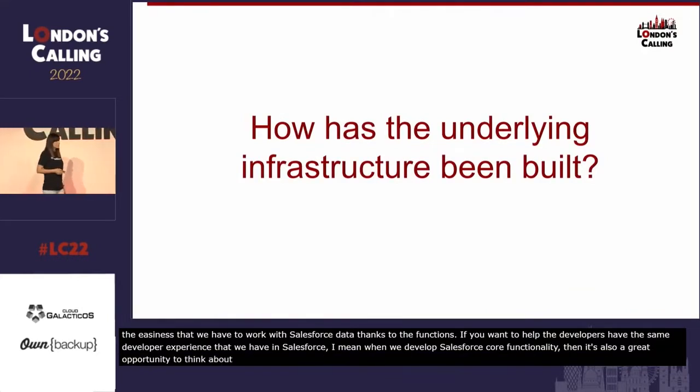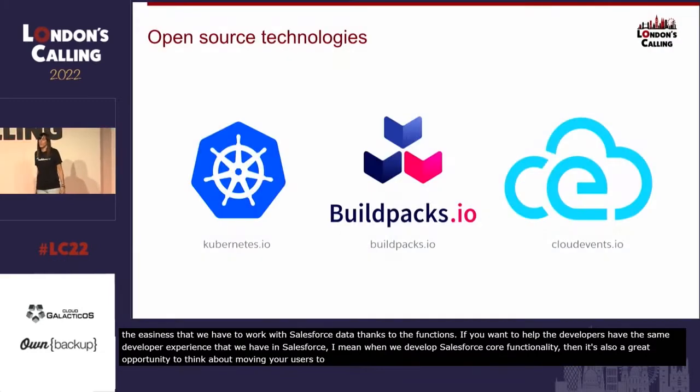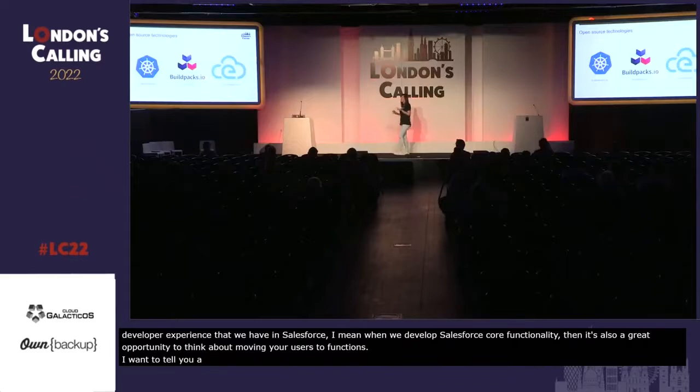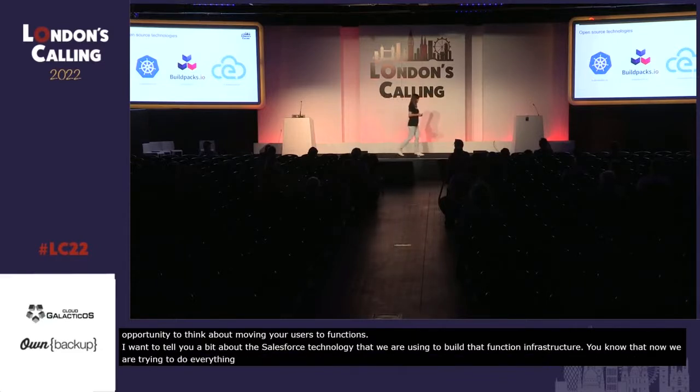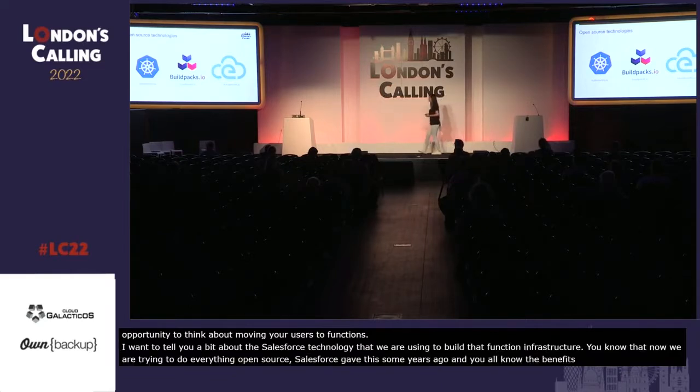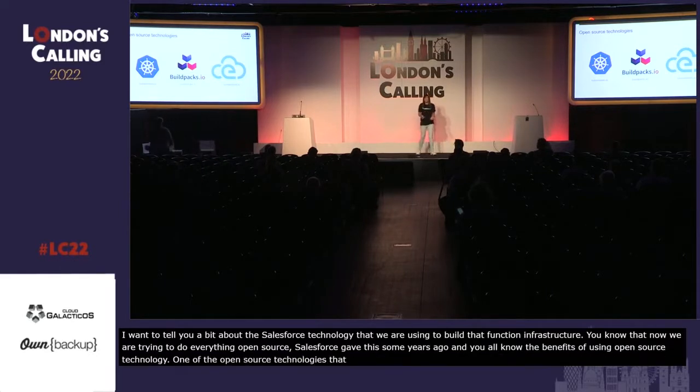So I wanted to tell you a bit about the open source technology that we are using to build that functions infrastructure. You know that now we are trying to do everything open source. Salesforce made this turn some years ago, and you all know the benefits of using open source technologies. And one of the open source technologies that supports the implementation of functions is Kubernetes.